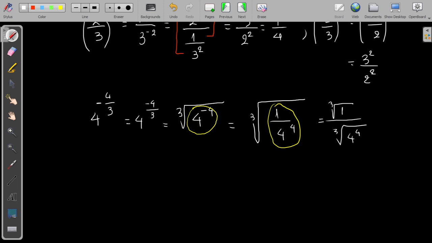Very important expressions. And the next topic will be the exponential equations.